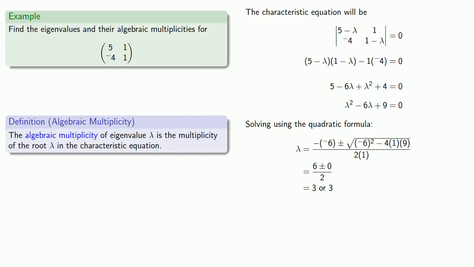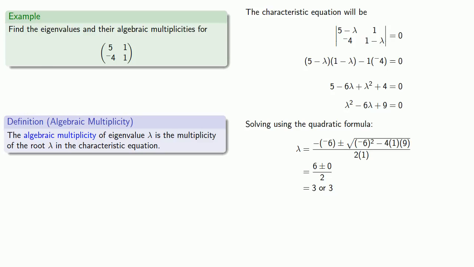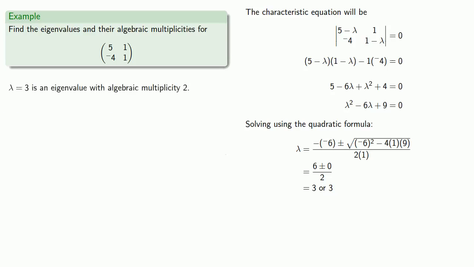So remember, the algebraic multiplicity of an eigenvalue is the multiplicity of the root lambda in the characteristic equation. And in this case, lambda equals 3 has multiplicity 2. It appears twice as a solution, and so lambda equals 3 is an eigenvalue with algebraic multiplicity 2.